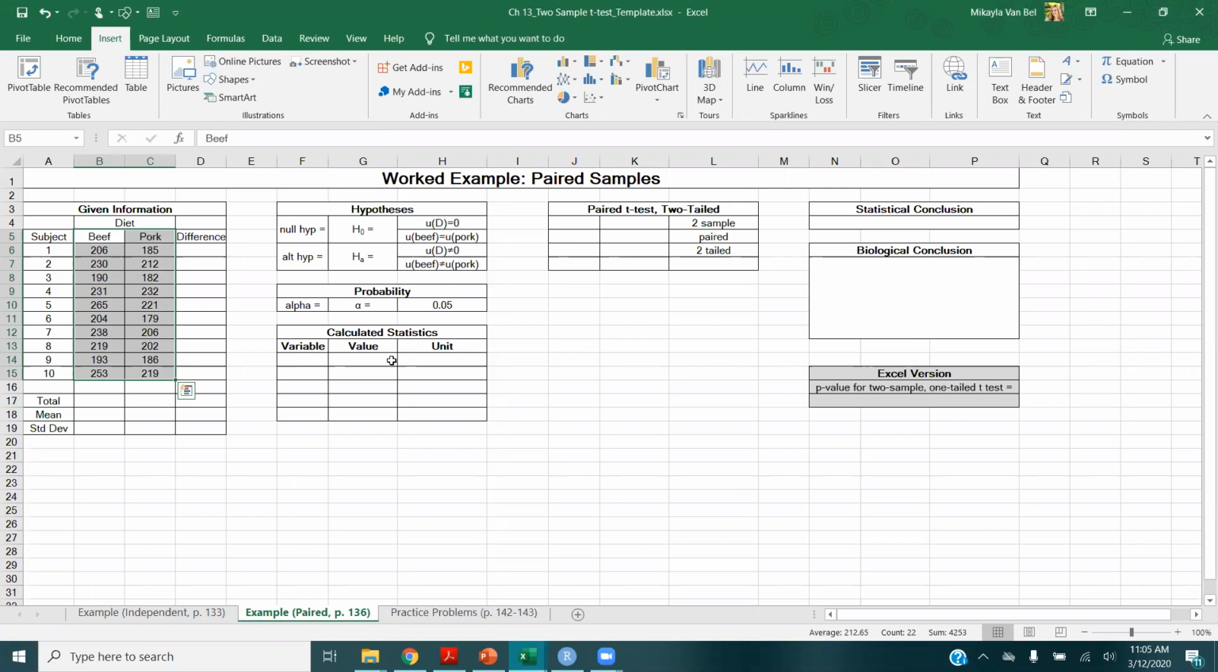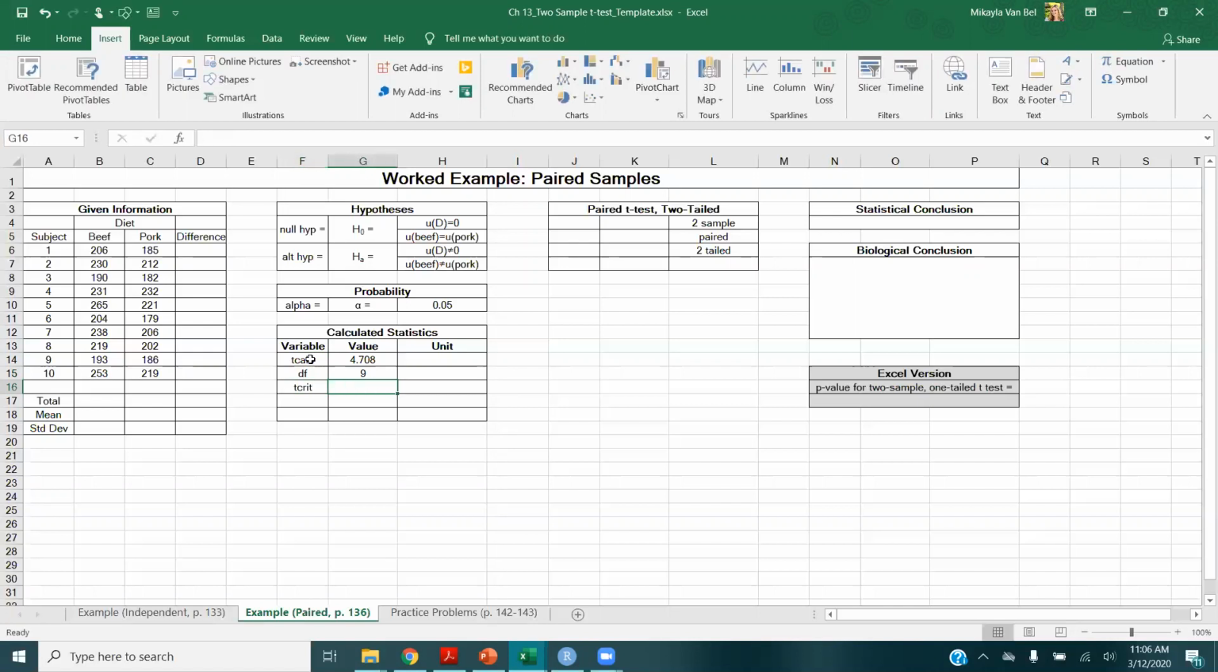Let's go ahead and type some of this into our Excel sheet. I'm going to start here, but you can put this anywhere on this sheet. And first we have our t-calc value that was given to us in R. It was 4.708. We also have our degrees of freedom from R. It was 9.